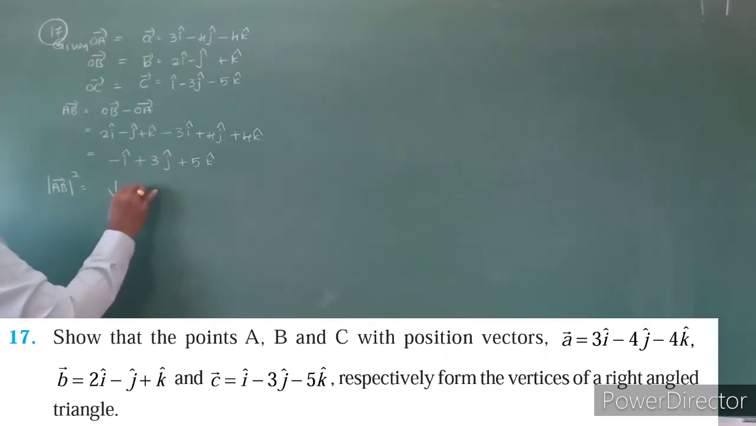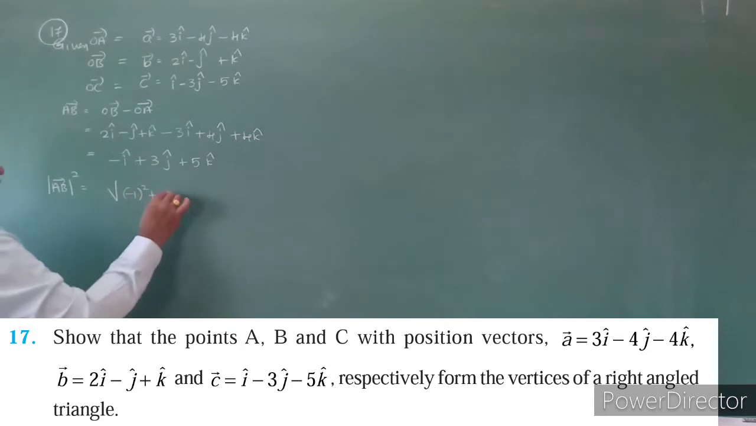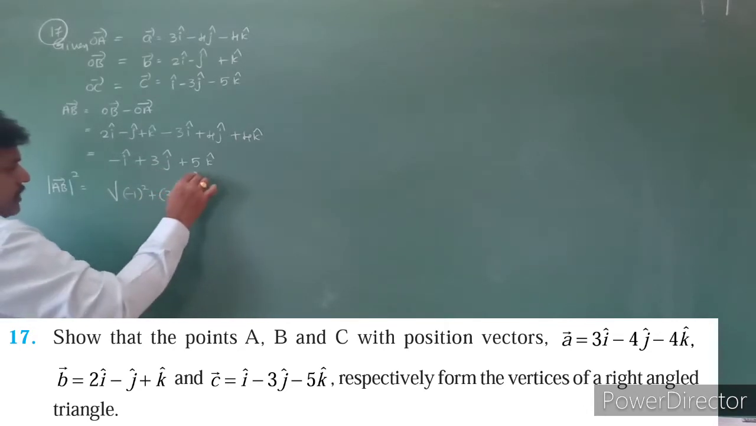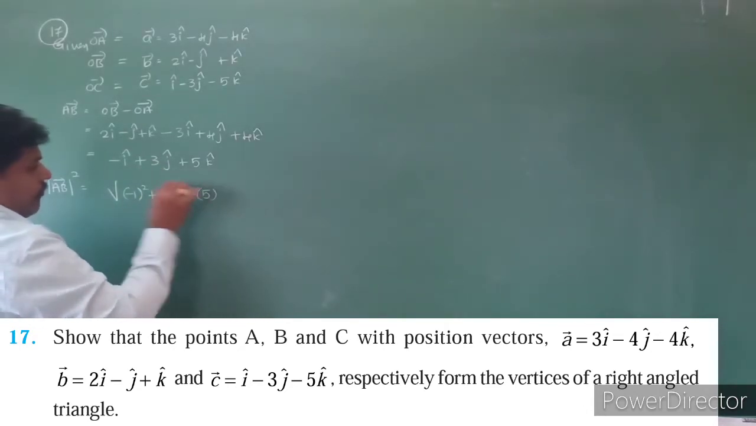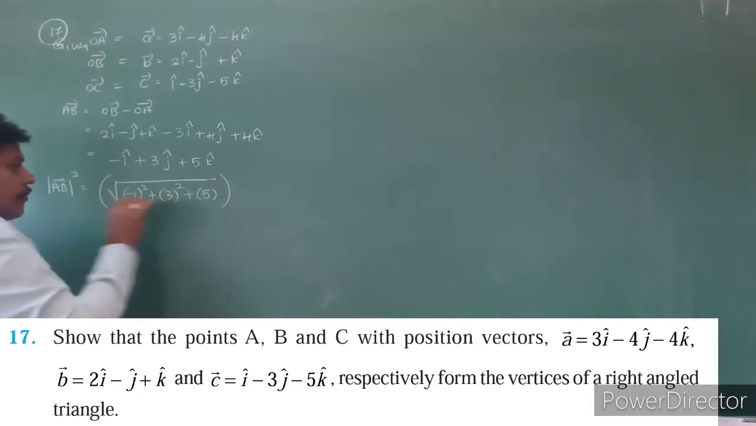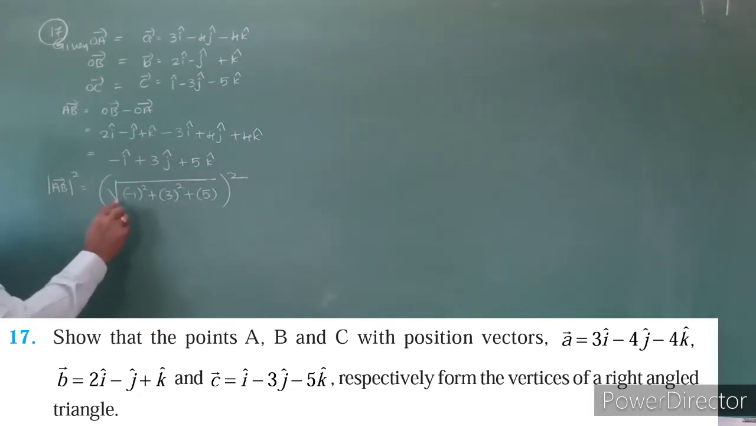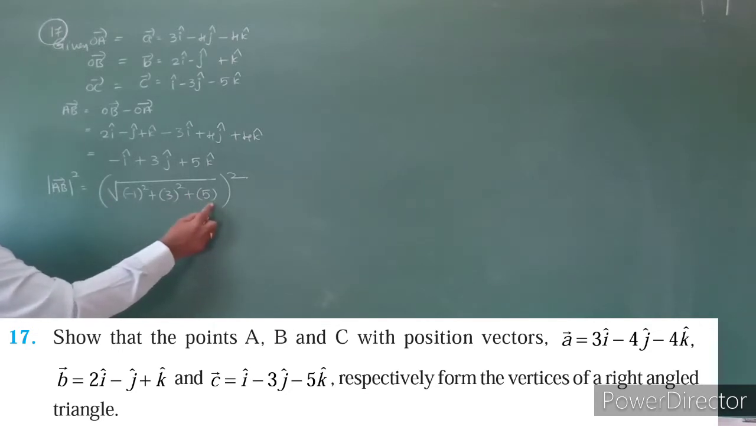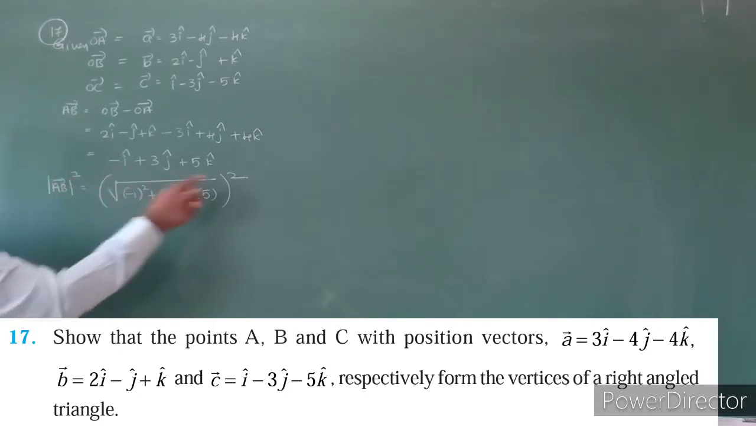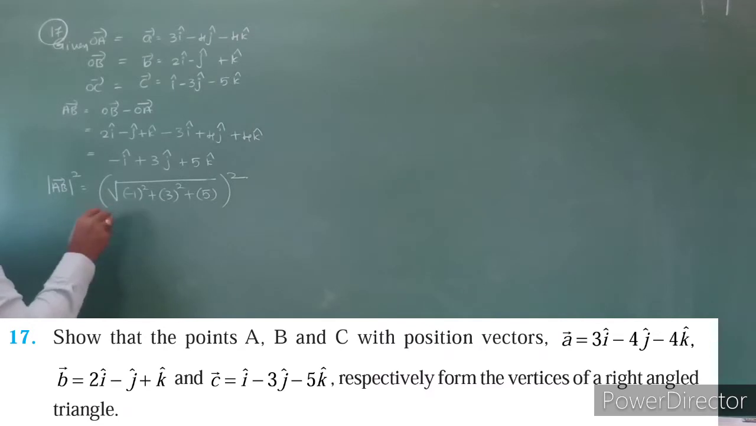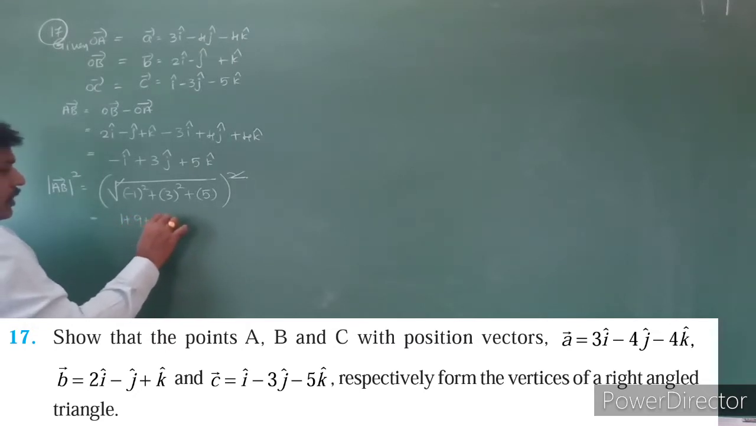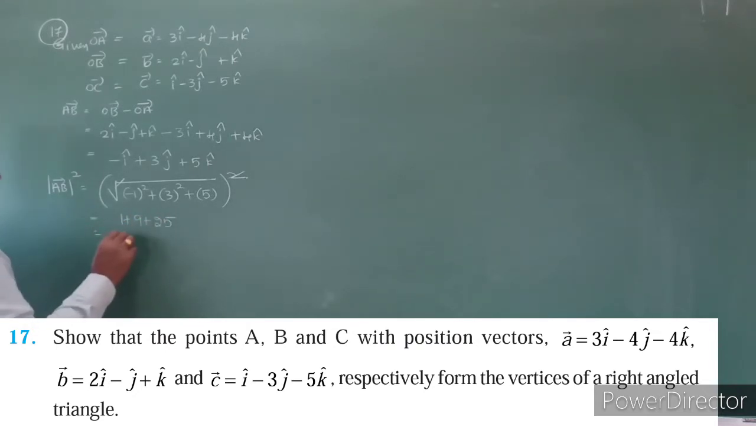x square is nothing but (-1) whole square plus 3 square plus 5 square whole square. So mod AB is nothing but root of x square plus y square plus z square. Already I have taken the square here, so the square and the root will be cancelled. It will become 1 plus 9 plus 25, so that is nothing but 35. This is the mod AB square value.